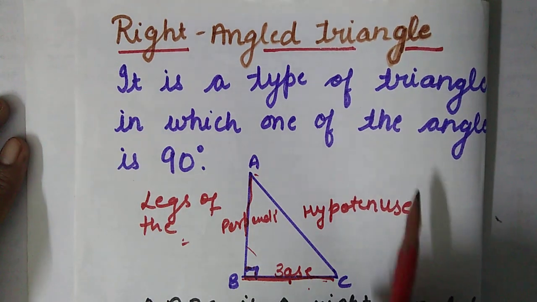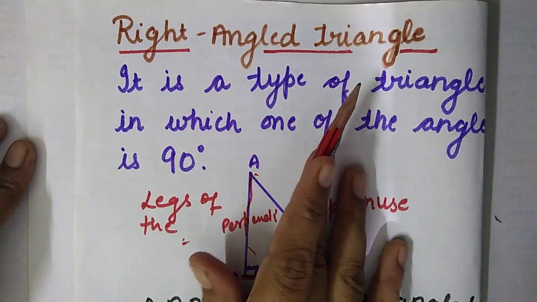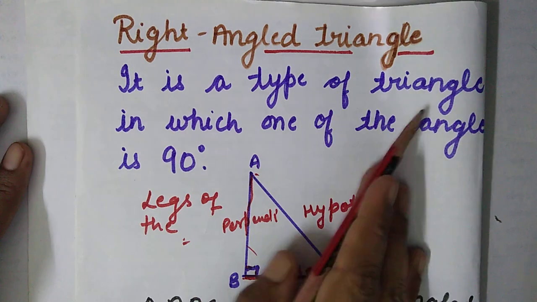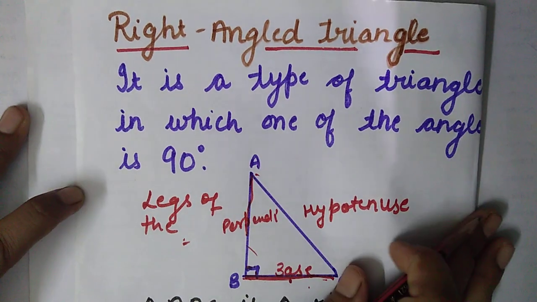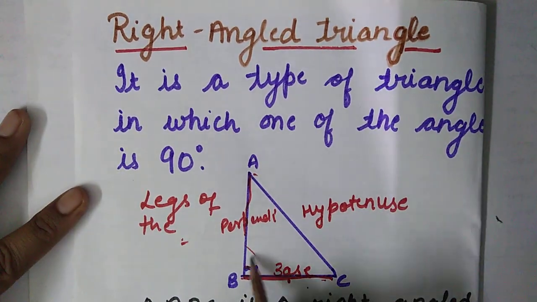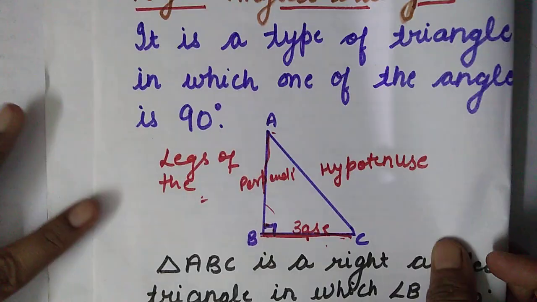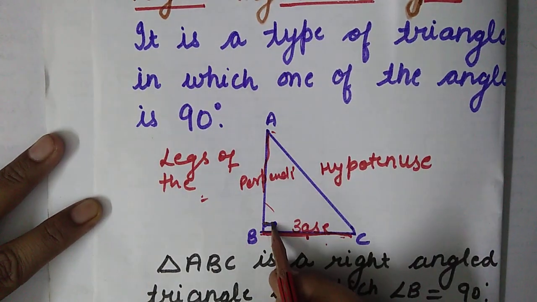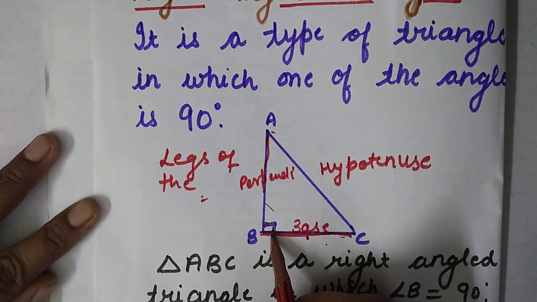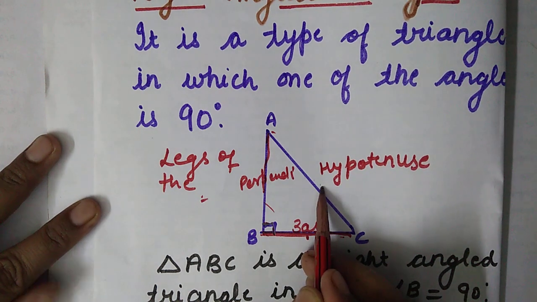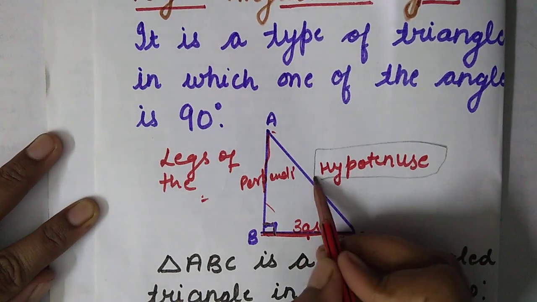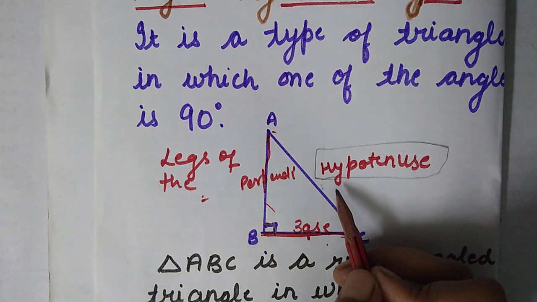After that we have learned about the right angled triangle. It is also a type of triangle in which one of the angles is 90 degrees. This is a right angled triangle because angle B is 90 degrees. Opposite to B we have the hypotenuse, that is the longest side in a right angled triangle.